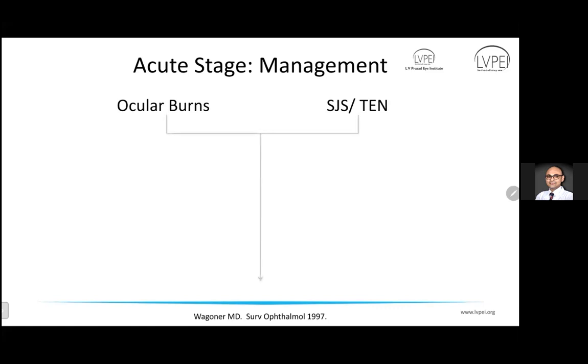And what we are trying to do in the management of ocular burns and Stevens-Johnson syndrome is essentially to prevent completely or limit the chronic ocular surface disease, particularly limbal stem cell deficiency.